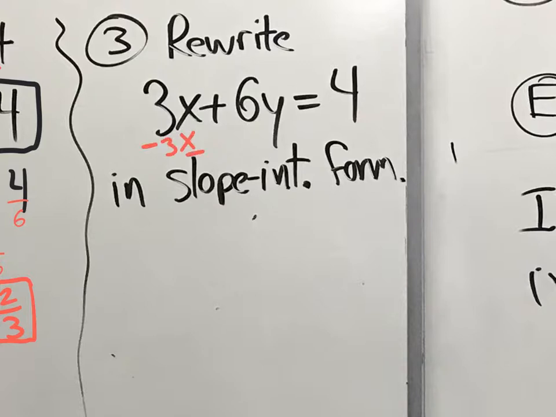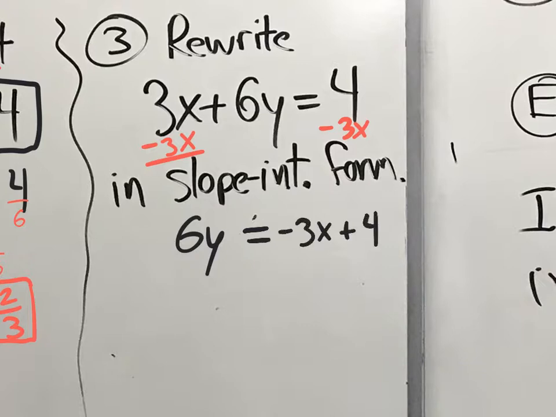Subtract 3x to start getting y by itself. Subtract 3x. Let's rewrite it. I want to have 6y. Now, I can't really subtract 4, take away 3x. But instead of writing 4 take away 3x, I want to switch the order, because y equals mx plus b, you want the x term first. So I'm going to write negative 3x and a positive 4 at the end.